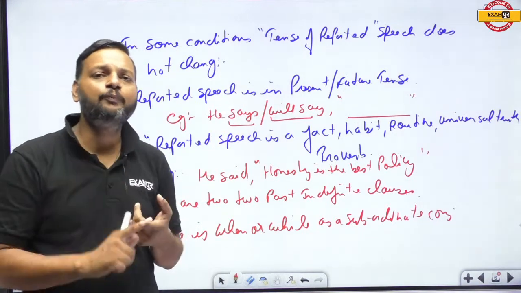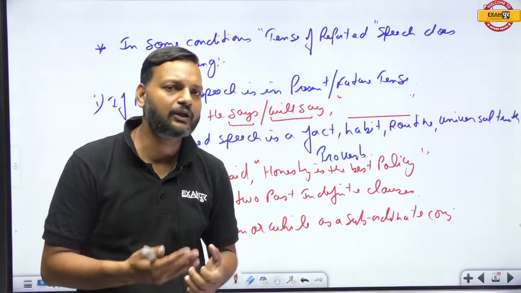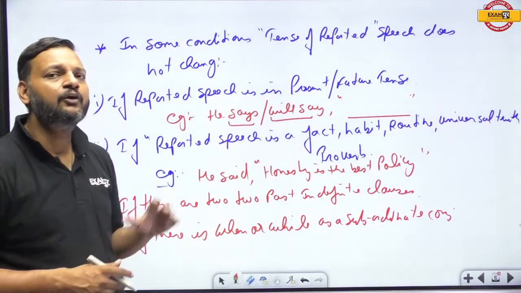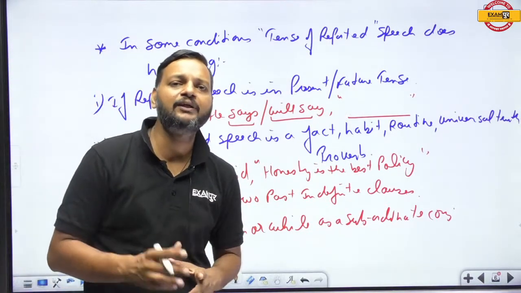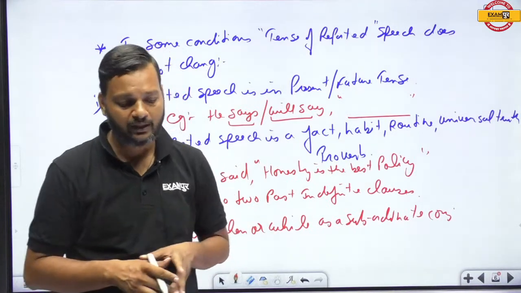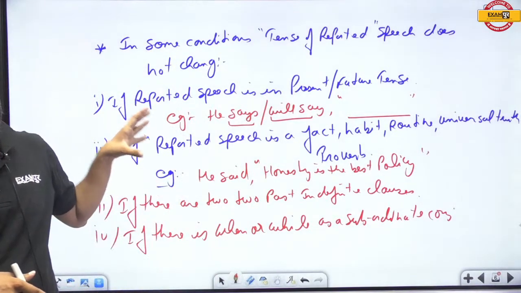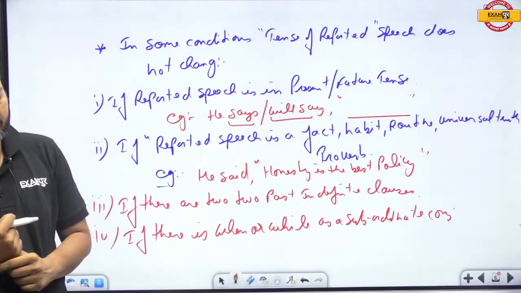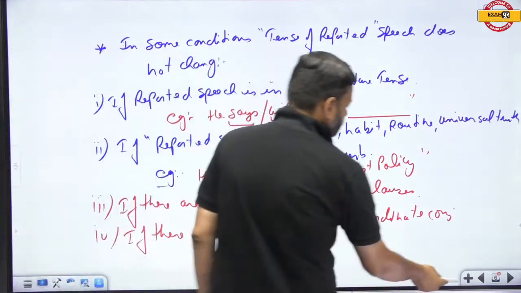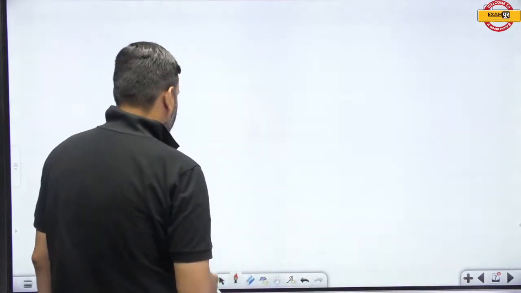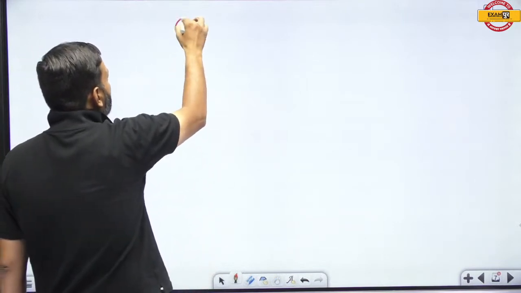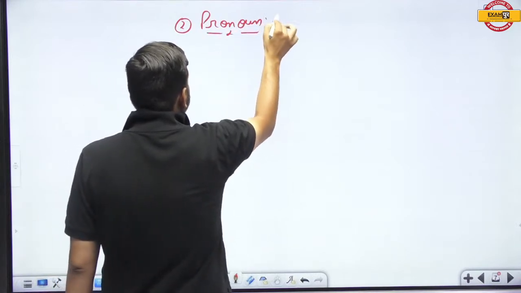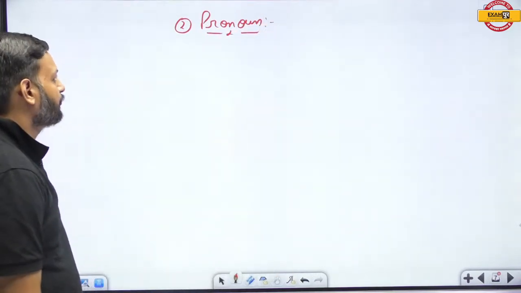Third thing, if there are two past indefinite clauses as simultaneous action, you cannot change the tense, right? And fourth point, if there is when or while as a subordinate conjunction, you cannot change the tense of reported speech. So these were some basic rules of changing tense, right? Now, if we talk about the second change, that is pronoun.